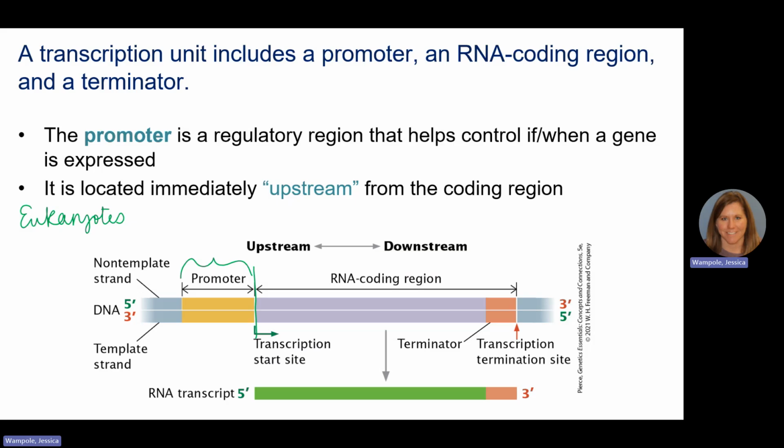Transcription is going to happen in your RNA coding region until you get to the terminator sequence, which is basically the stop. There's a sequence that signals for RNA polymerase to stop copying the mRNA and disassociate. It's sort of like having a capital letter at the beginning of a sentence and a period at the end. The promoter and the terminator designate where your mRNA starts and where it stops.